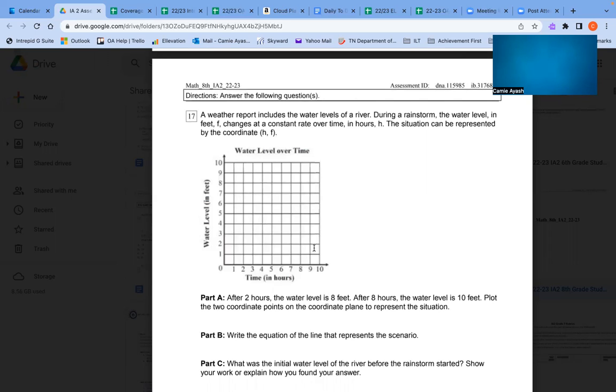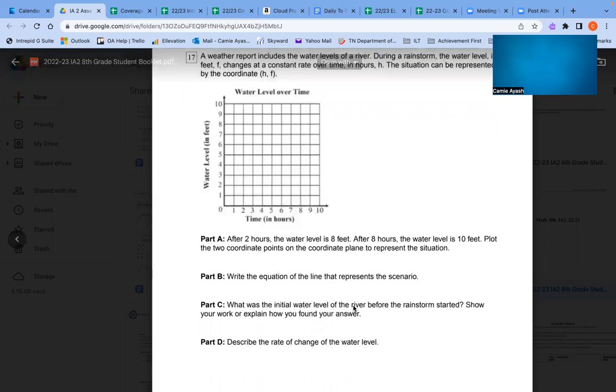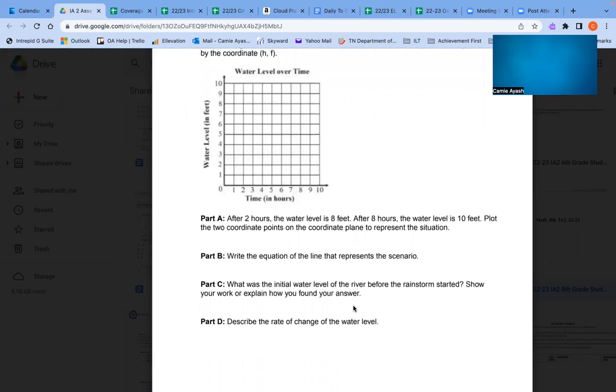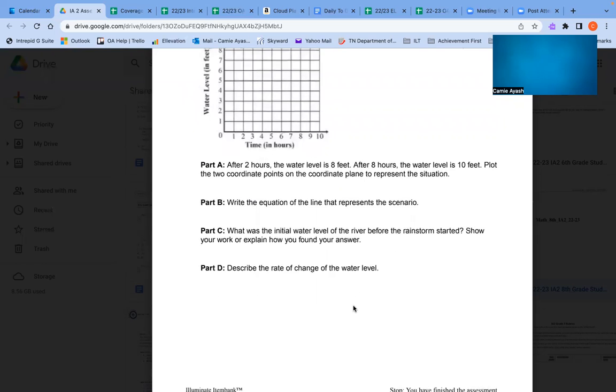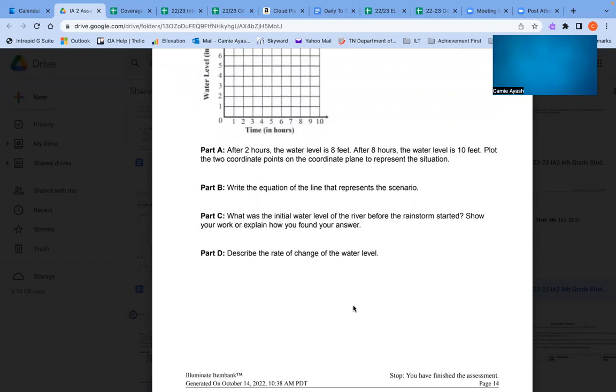Part A, after 2 hours, the water level is 8 feet. After 8 hours, the water level is 10 feet. Plot the 2 coordinate points on a coordinate plane to represent the situation. Part B, write the equation of the line that represents the scenario. Part C, what was the initial water level of the river before the rainstorm started? Show your work or explain how you found your answer. Part D, describe the rate of change of the water level.